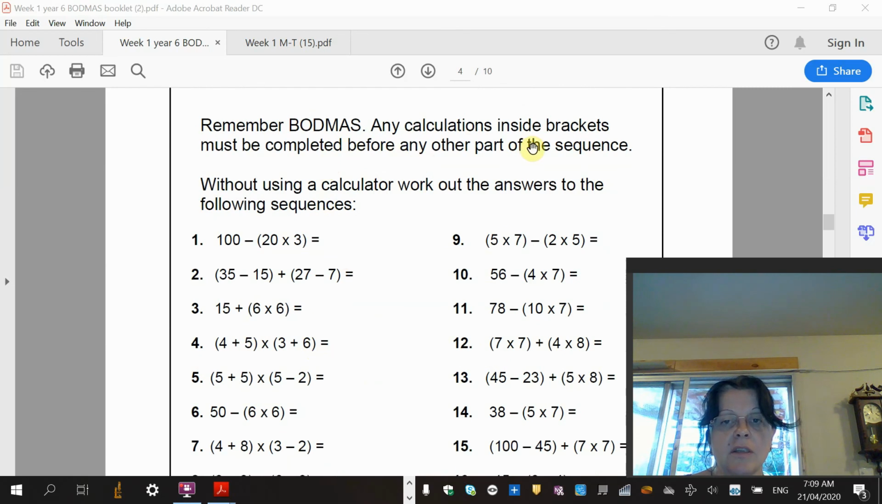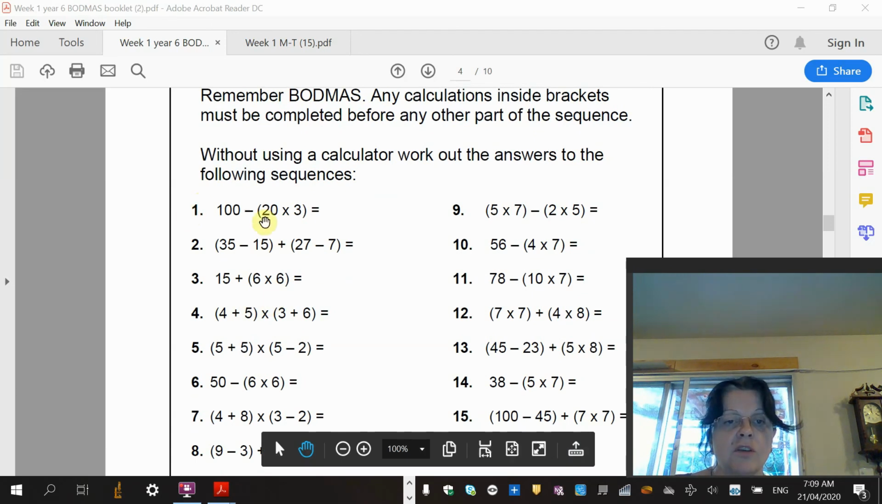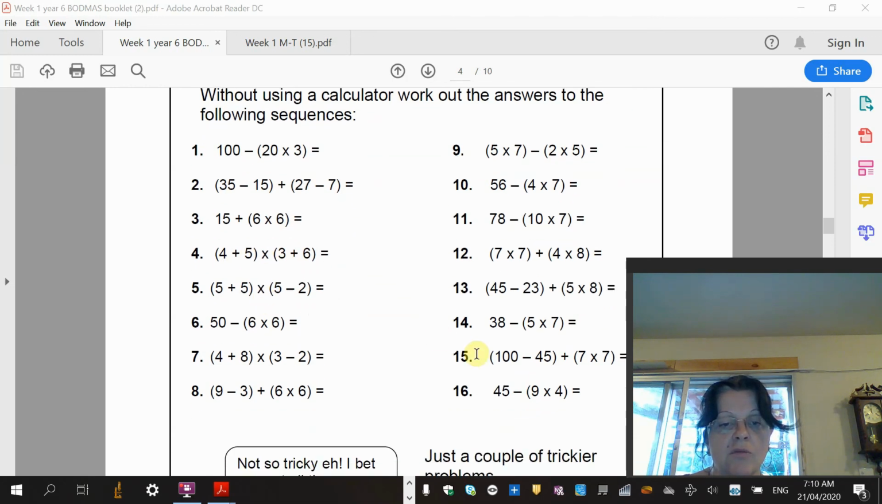Remember BODMAS. Any calculation inside brackets must be completed before any other part of the sequence, and it doesn't matter if inside those brackets it's addition or subtraction. So what I want you to do is head this, just continue going, write it as a 1. So 20 times 3 is 60, 100 take away 60 is, write that down. Then it doesn't matter which side we do first because they're in brackets. 35 take away 15, write your answer on the top. 27 take away 7, write your answer, then add those two and write it in. So just going down, doing the brackets first, writing your answers above the brackets, and then doing the operations in the middle.